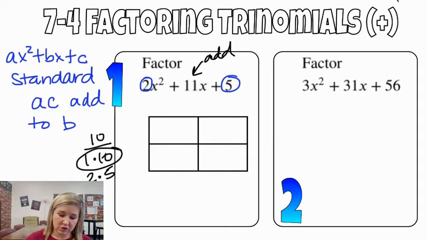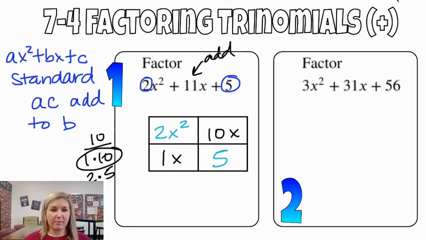So the first term and the last term, a and c, go here. So I have 2x squared and 5. Those go in those two boxes there. And then I'm going to have my two factors I just found, 1x and 10x, because if I were to add up all of these, it would give me this trinomial that I'm trying to factor. What I'm going to do is find the greatest common factor, which is why that first lesson is so important.